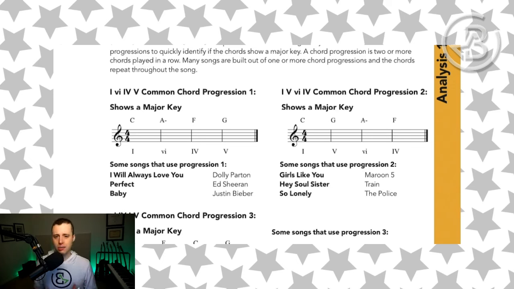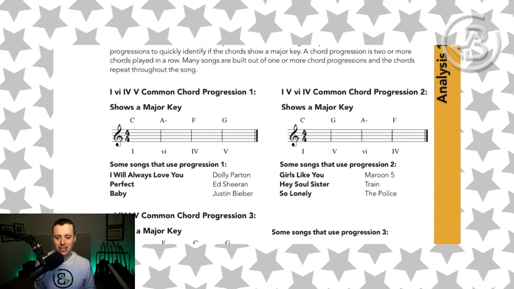Now we can also think about a 1-6-4-5 in the key of G major. So in the key of G major, 1 would be G, 6 would be G, A, B, C, D, E minor, 4 would be G, A, B, C major, and 5 would be G, A, B, C, D major.